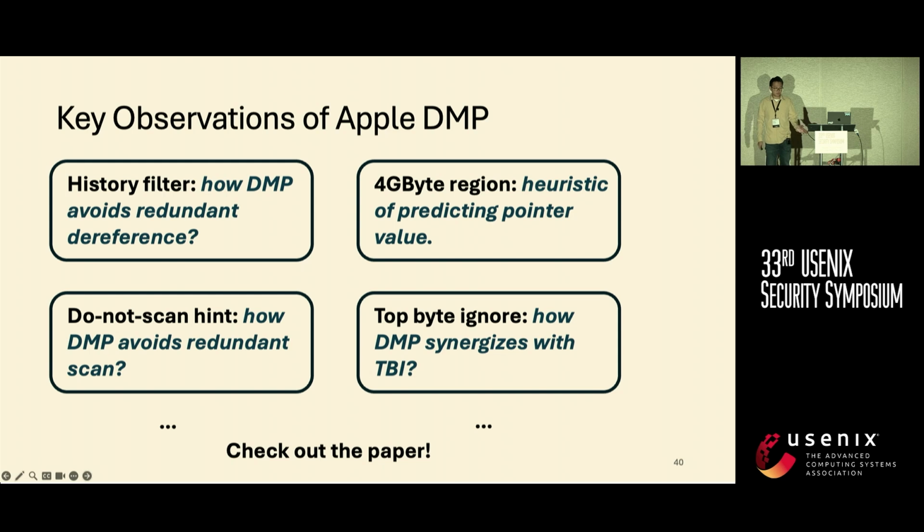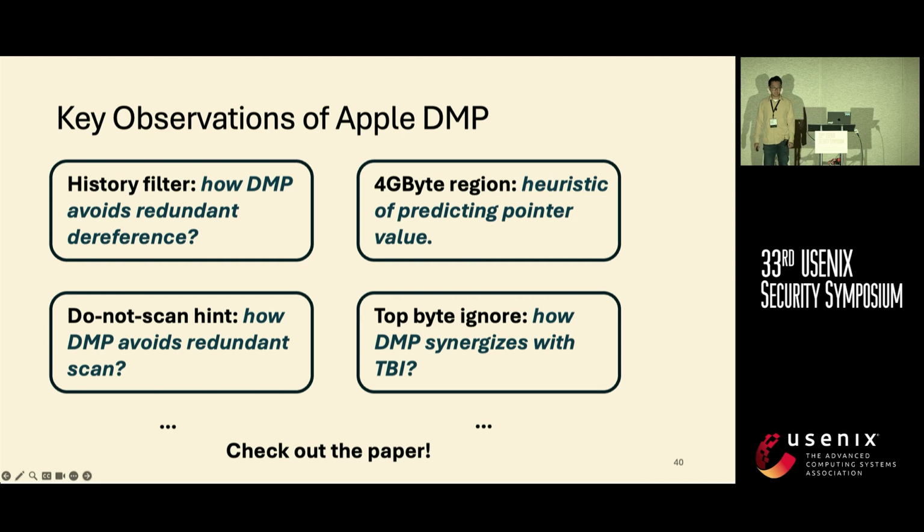Beyond these observations, we further reverse engineer other features of Apple's DMP. For example, how does the DMP avoid redundant dereferences when it encounters duplicate pointer values? Please check out our paper to see those details.